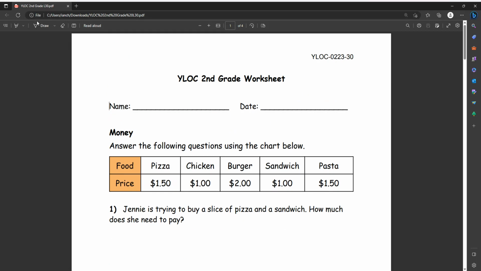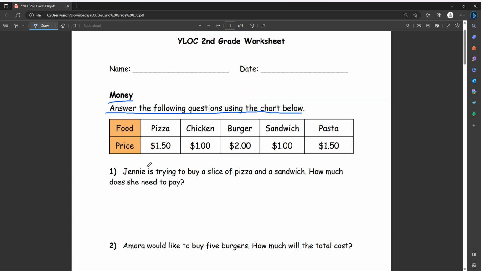This is second grade lesson 30 and we're doing money. So answer the following questions using the chart below. So number one, Jenny is trying to buy a slice of pizza and a sandwich. How much does she need to pay? So she wants one slice of pizza, which costs $1.50. And she wants a sandwich, which costs $1.